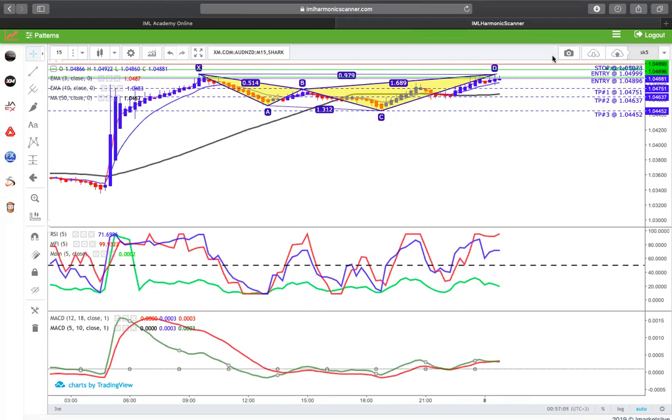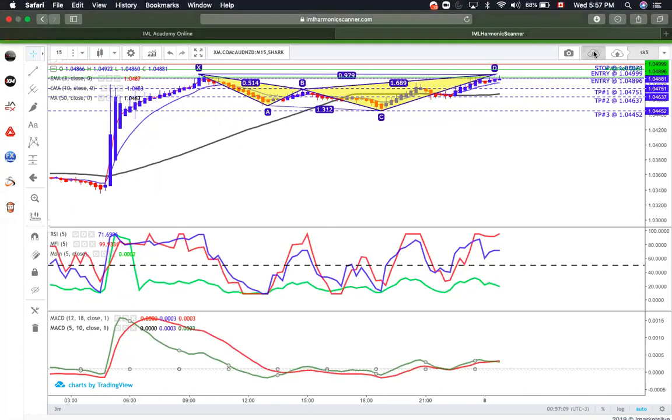The Ichimoku Cloud. So you go to your indicators again. I don't know the parameters for it, so I actually have to download it.